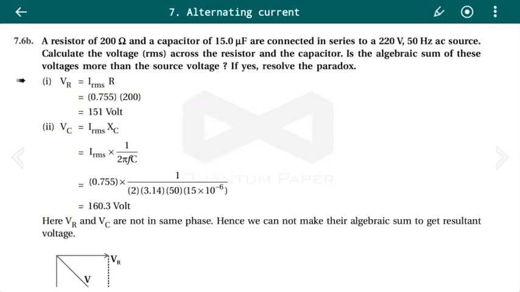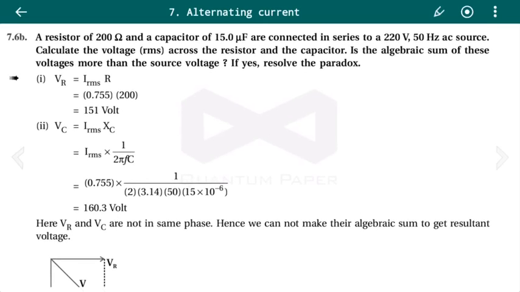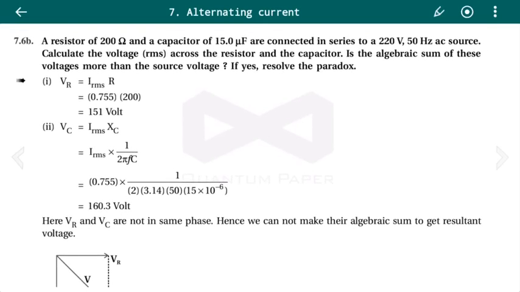Now the second part of 7.6. A resistor of 200 ohm and a capacitor of 15 microfarad are connected in series to a 220 volt 50 Hz AC source. Calculate the voltage RMS across the resistor and the capacitor. Is the algebraic sum of these voltages more than the source voltage? If yes, resolve the paradox.